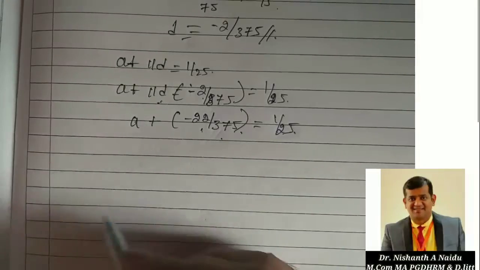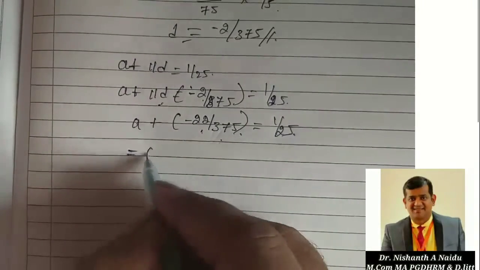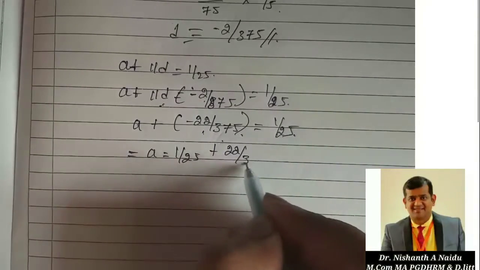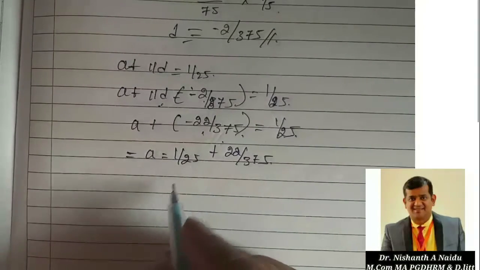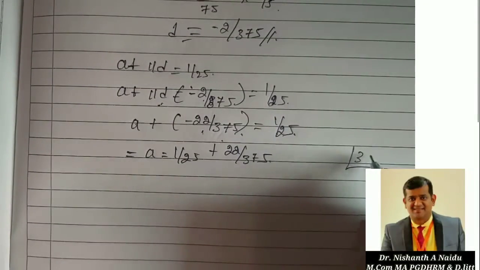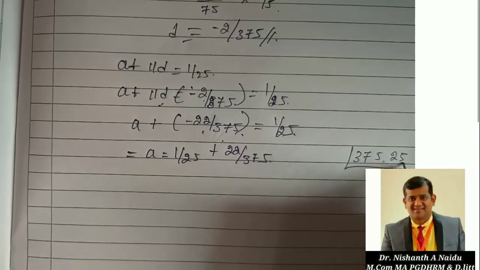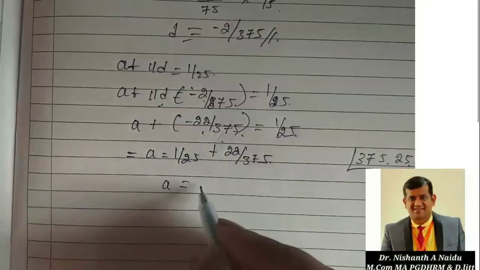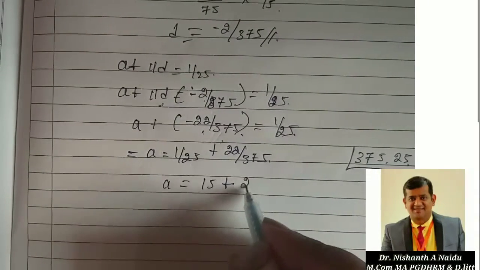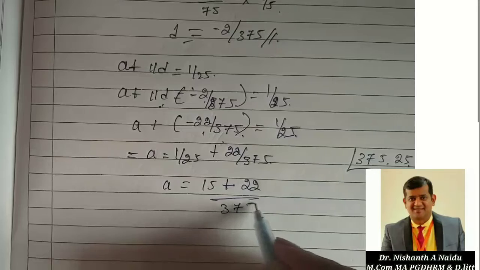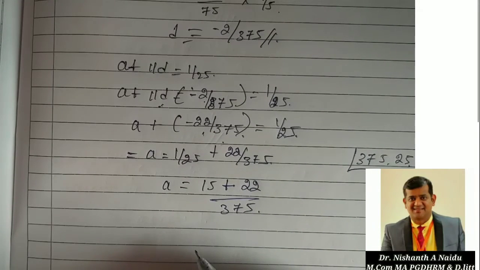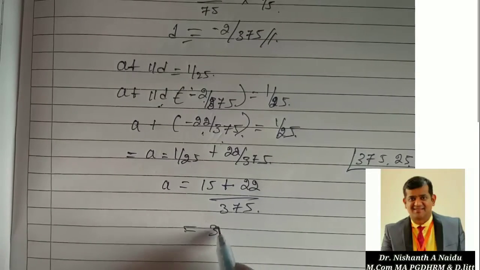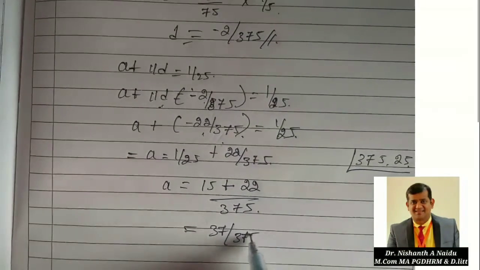In the next step we further simplify this. a equals 1 divided by 25 plus 22 divided by 375. Again the LCM of 375 and 25 is 375, so we get a equals (15 plus 22) divided by 375, that is 37 divided by 375.